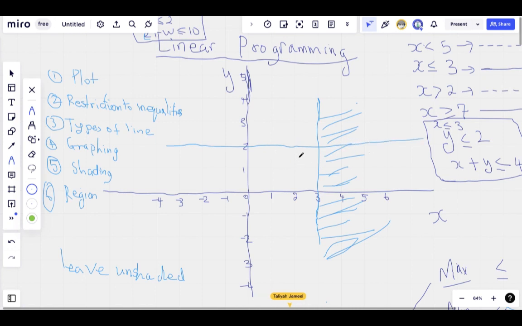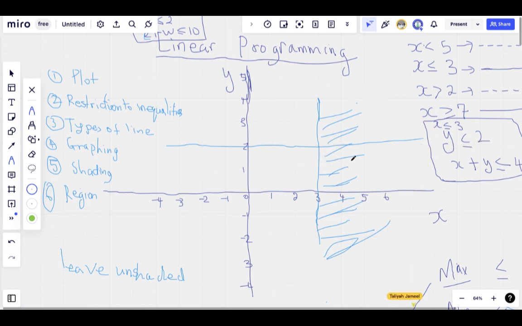So y is less than or equal to 2. See, y is less than or equal to 2 is this way. So they say leave unshaded. We're going to leave here unshaded because y is less than or equal to 2.